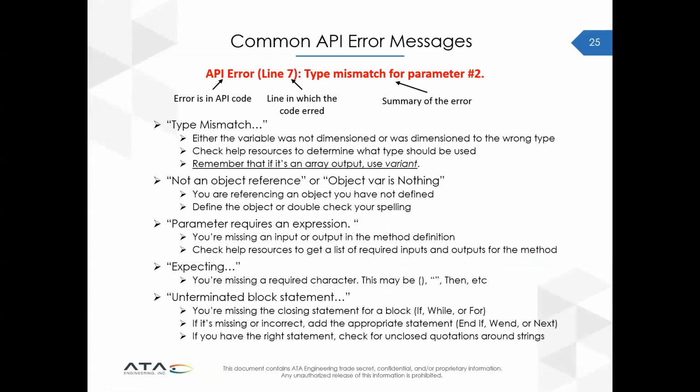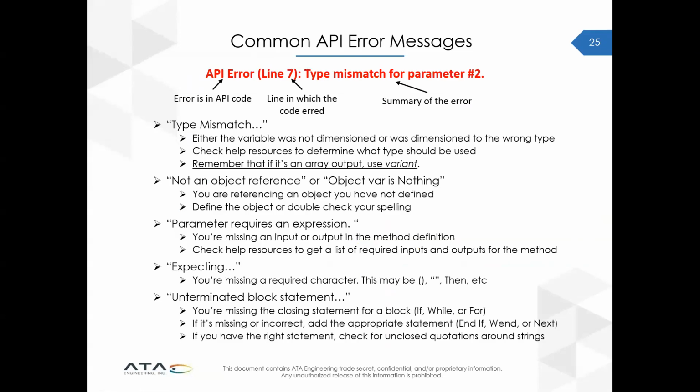Now the other type of error that you'll run into is when you actually have an API error. So you'll get a message in the message window in red. It'll look something like this at the top. First, it'll say API error, which tells you that it was an error with the API and not with the model itself. It'll tell you which line the error occurred on. This may be the line with the error. In some cases, it's later.